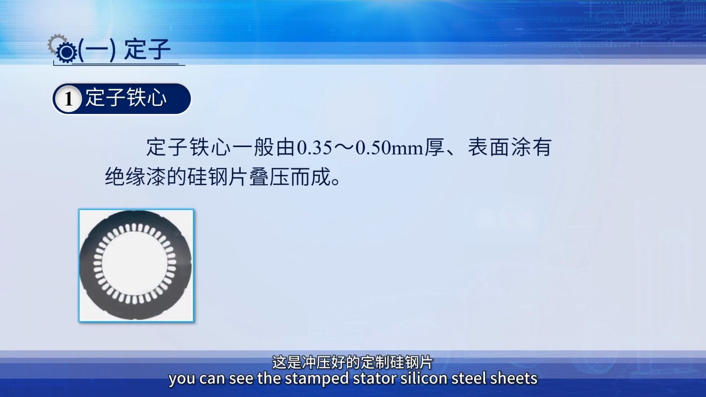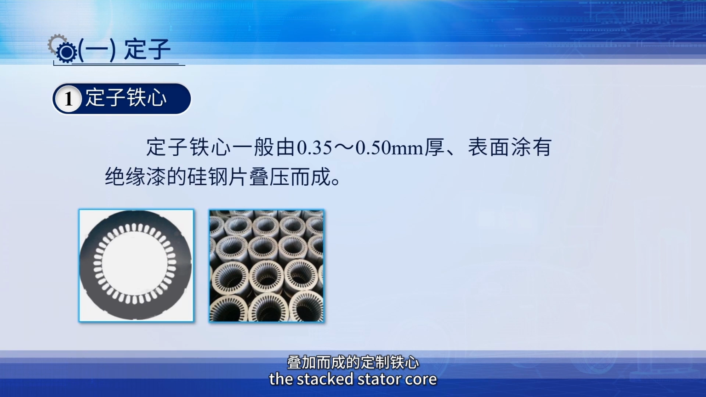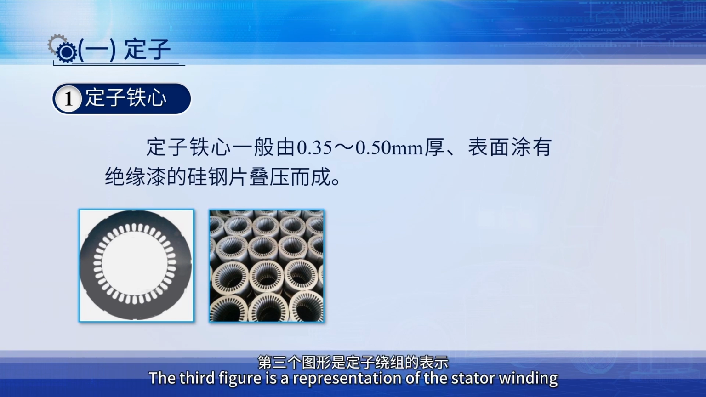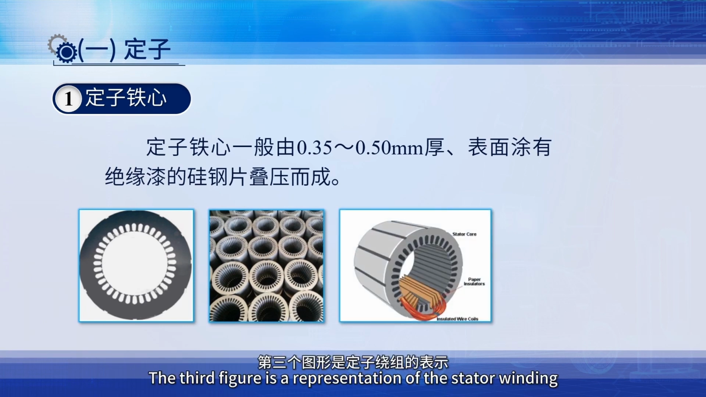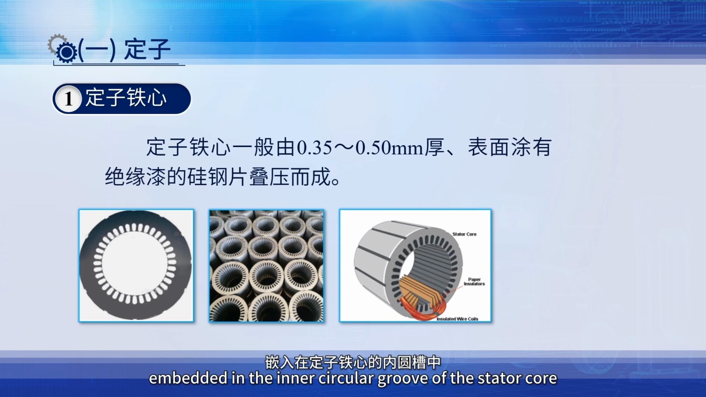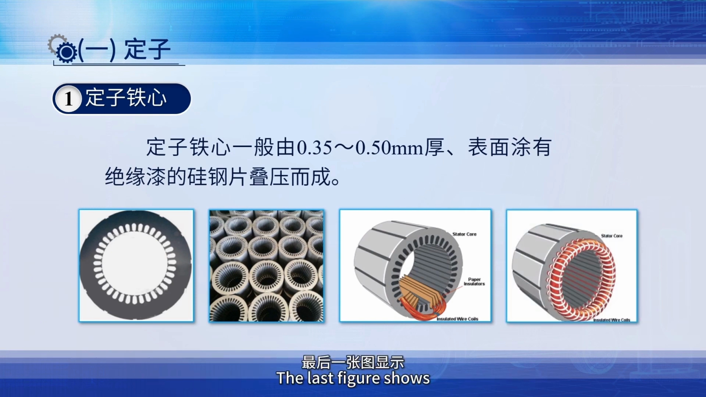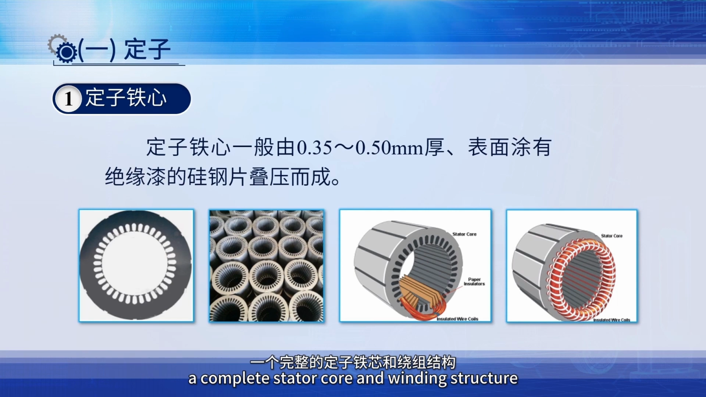From the diagram, you can see the stamped stator silicon steel sheets, and the second figure shows the stacked stator core. The third figure is a representation of the stator winding, embedded in the inner circular groove of the stator core. The last figure shows a complete stator core and winding structure.